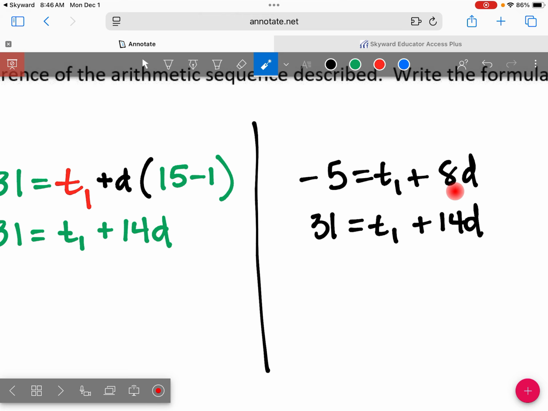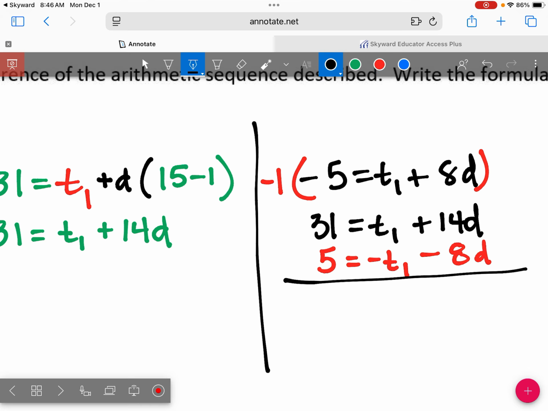Now I could try to eliminate D, but if I did that, I would have to multiply this by -14 and this by +8. That's a lot. The easiest way is just to flip the sign for one of these. So what I'm going to do is multiply this equation by -1, which is going to give me 5 equals -T1 minus 8D. So now when I add them together, this eliminates. So first we're going to solve for the common difference, and then we'll go back and solve for the first term.